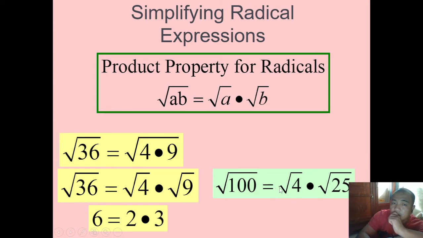Let us try to factor 100. 4 times 25. Square root of 100 is 10. Square root of 4 is 2. Square root of 25 is 5. 2 times 5 is 10. Okay, so square root of 100 is 10. Square root of 36 is 6.